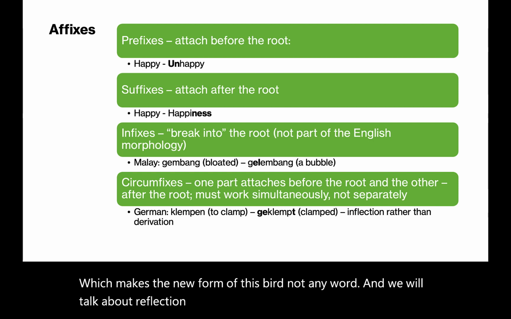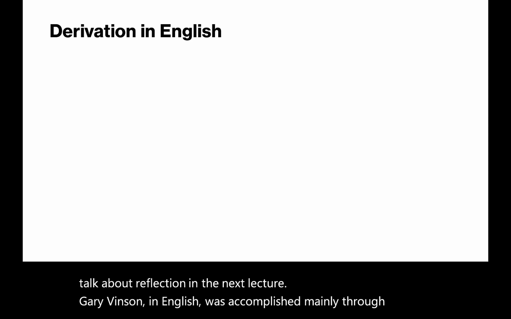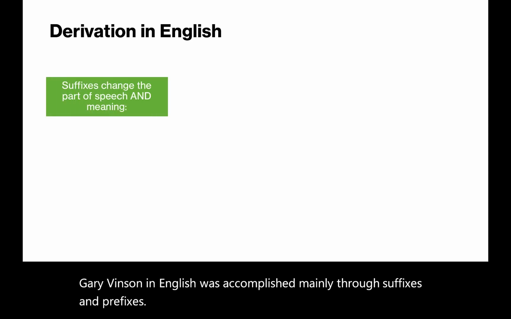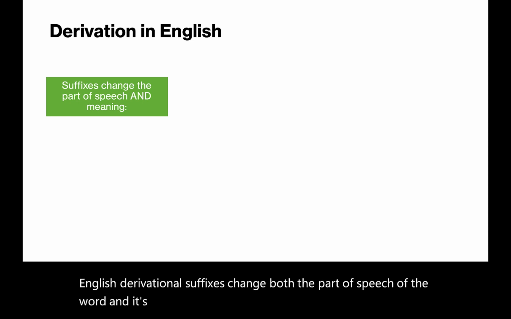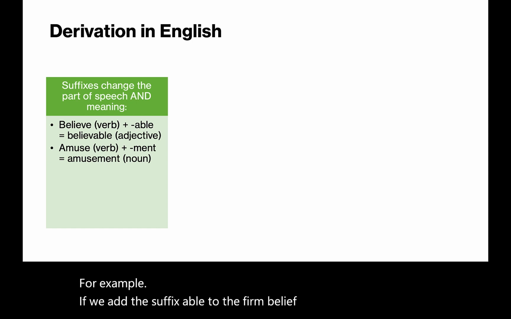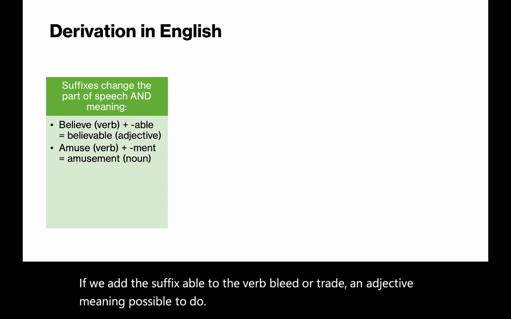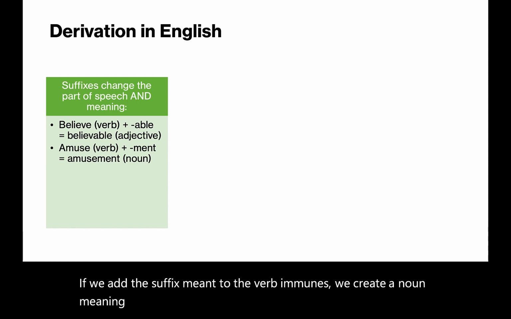Derivation in English is accomplished mainly through suffixes and prefixes. English derivational suffixes change both the part of speech of the word and its meaning. For example, if we add the suffix able to the verb believe, we create an adjective meaning possible to believe. If we add the suffix ment to the verb amuse, we create a noun meaning pleasure, fun, or something that amuses us.